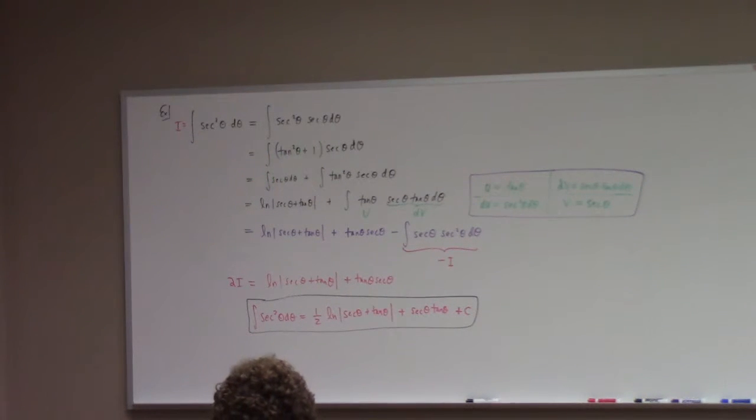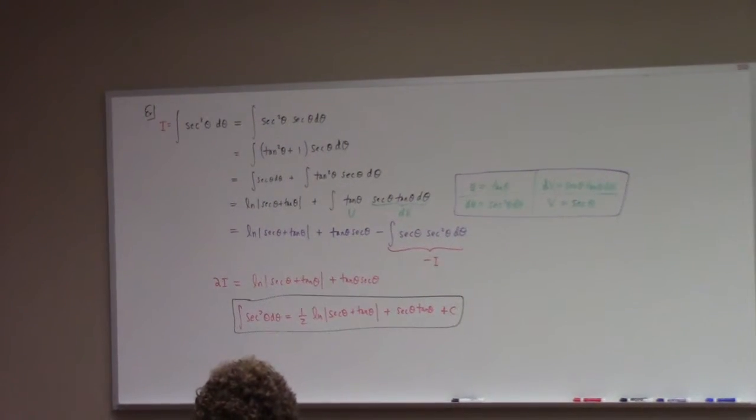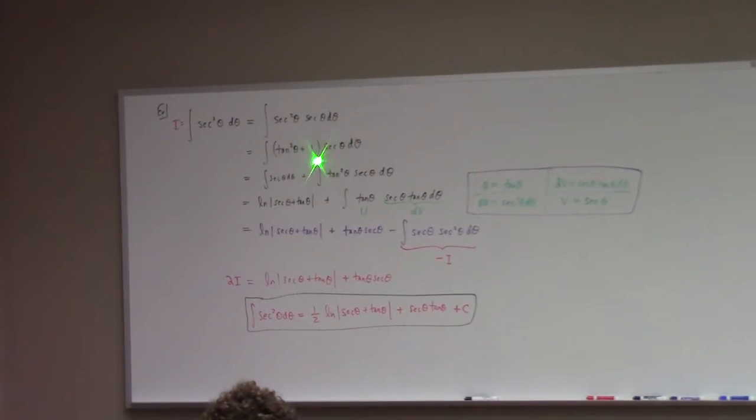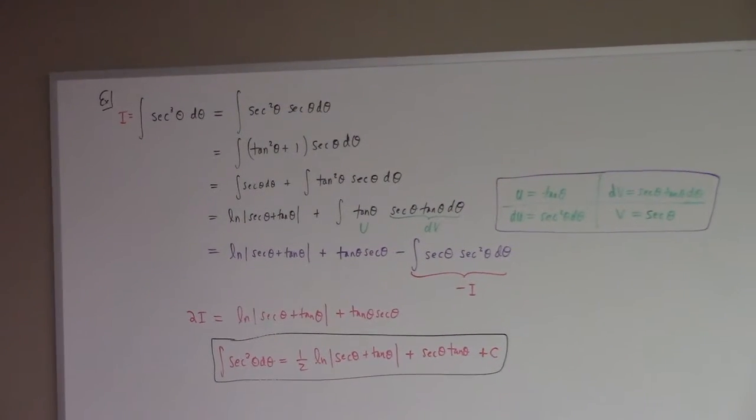Here, secant squared is tangent squared theta plus 1, right? But then I can do what? I can distribute. See this 1? Whoa. I can see a green circle.